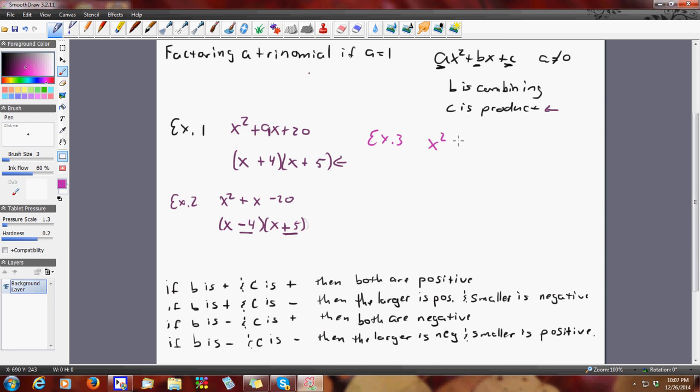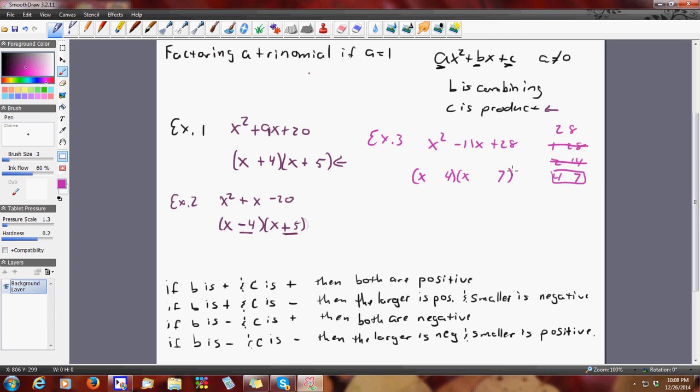X squared minus 11x plus 28. Well, I take a look at my 28. I say, all right, I have 1 and 28, 2 and 14, 4 and 7. Now, remember, I need to add or subtract to get to 11. 1 and 28, no good. 2 and 14, close, but no good. 4 and 7 does work. So I'm going to say, all right, it's going to be x and x. It's going to be 4 and 7.